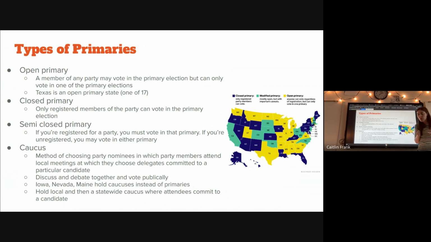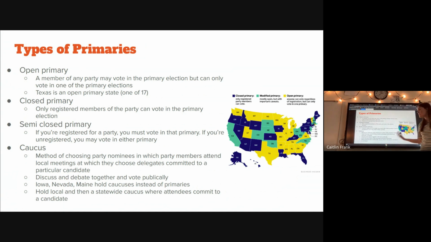But instead of you going into a voting booth and privately voting and not having to tell anyone who you voted for in a primary, a caucus is an open forum where members of the party meet, discuss the candidates, and then vote publicly on which candidate should be the lead of the Republican Party. So it's a public voting forum with discussion instead of a private individual in the voting booth.